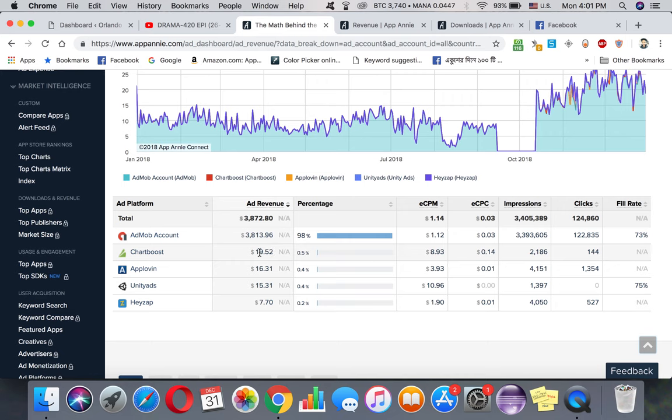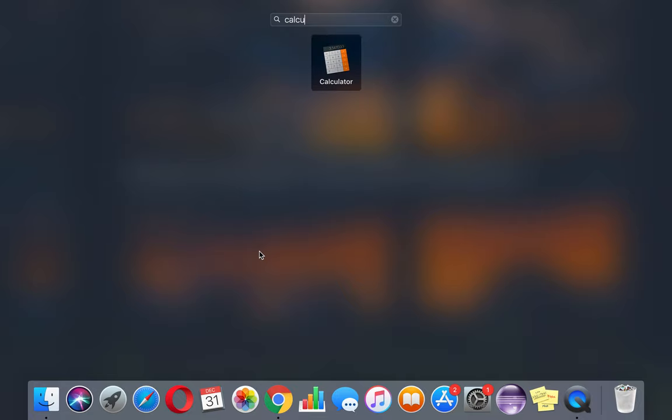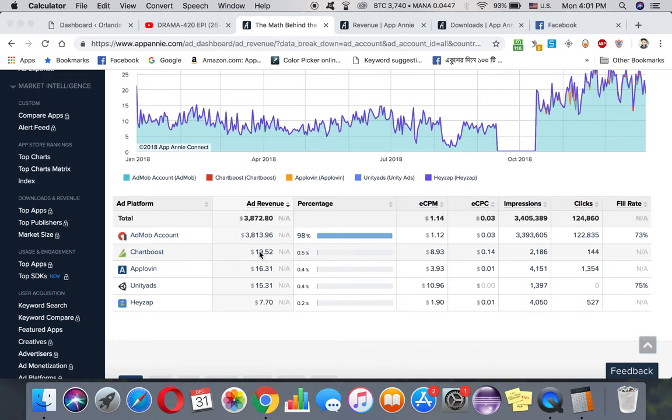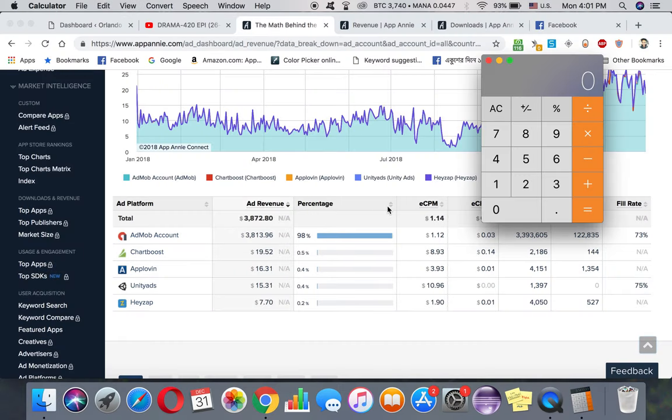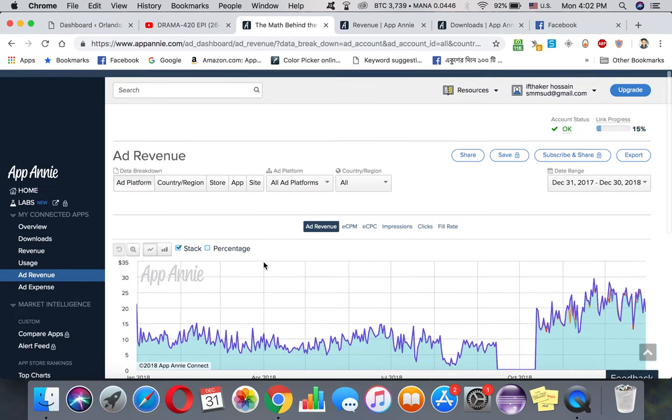From Chartboost is $19. Actually, Chartboost issued a $100 credit on my account, so that rounds up to like $165 or something. So from AdMob the total revenue is $3,872 plus $165 from Chartboost, so the total money that I made is $4,037 in 2018 just by showing ads.